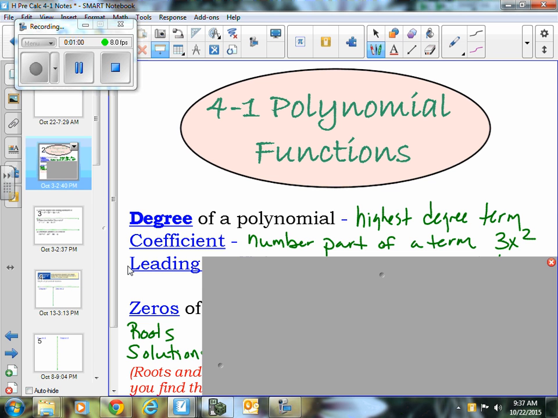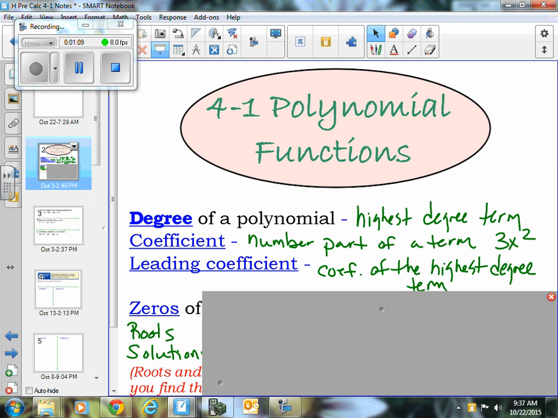3x squared, the 3 would be the coefficient, the 2 would be the degree. So we're looking at those values. Leading coefficient then, this is really important. It's the highest degree term's coefficient, so the number part of that highest degree term. So when you look at your polynomial, it would be the highest degree term, the number part of that.